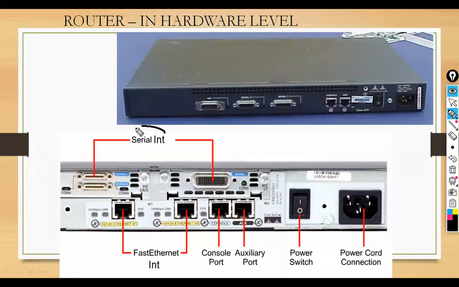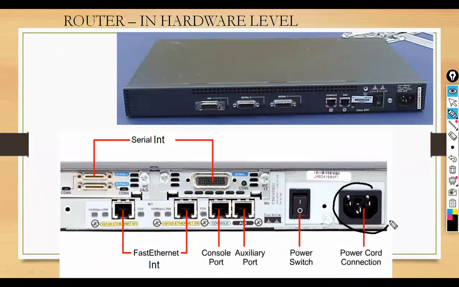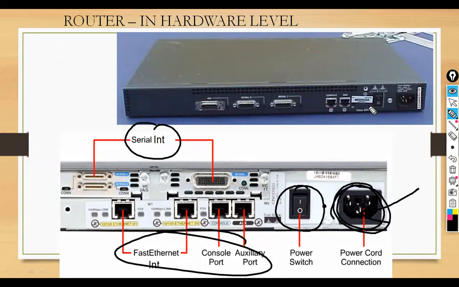It consists of certain serial interfaces, fast Ethernet interfaces, a console port, auxiliary port, power switch, power cord, etc. Of course, we will study all these things, but for now, the power cord means you can connect the power cable to it. The power switch means you can turn it off or turn it on. You will study the interfaces and ports a little bit later.